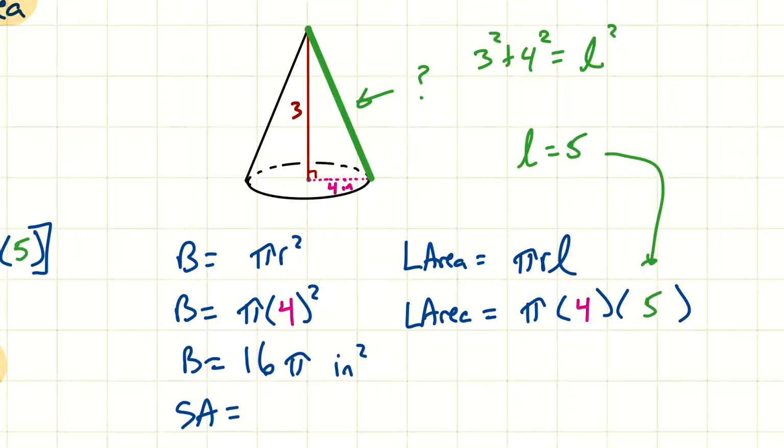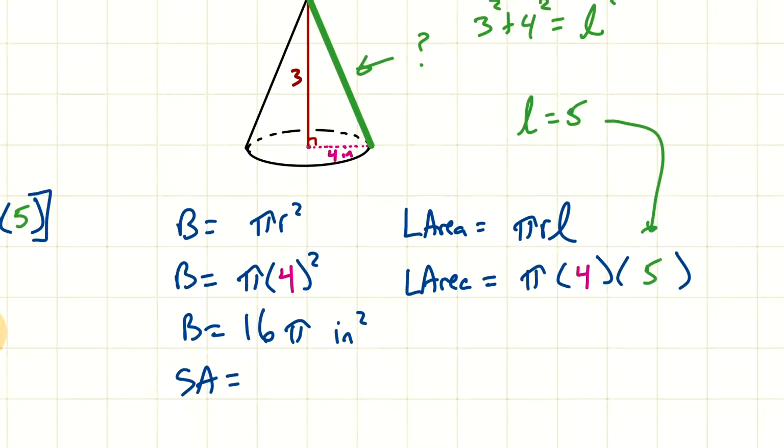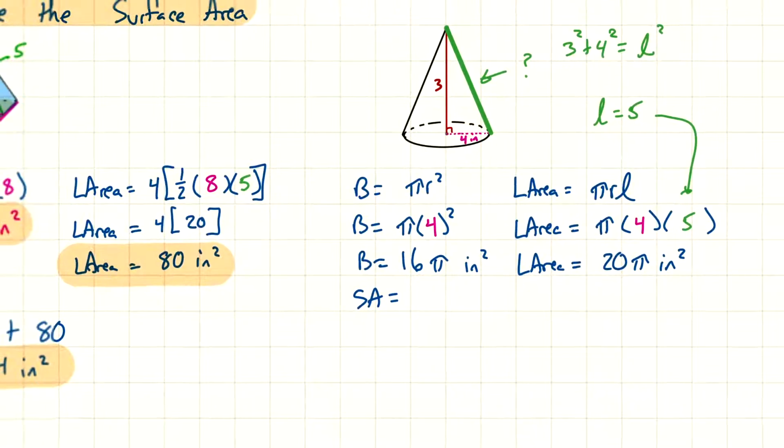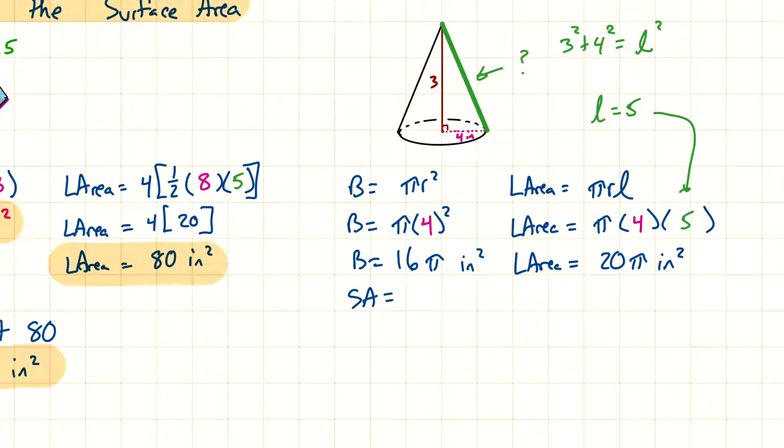So if the number was given to us, then we wouldn't have to worry about all this. If it's not, then you always make sure to see, can you calculate it? And almost always, you're going to have the other two sides so that you would use the Pythagorean theorem. So keep that in mind. All right, so that means our lateral area is going to equal 20 pi inches squared.